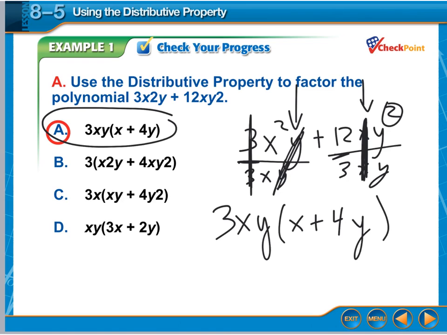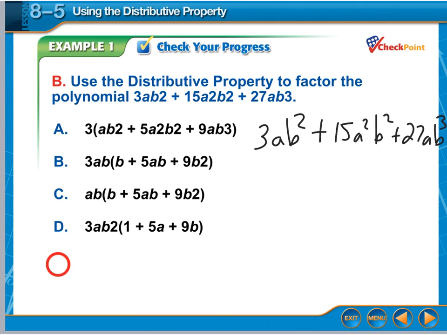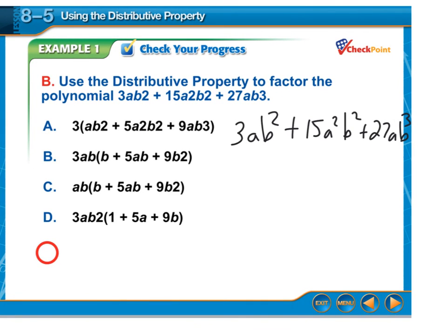Okay. All right, I think there's one more. I'll let you try it. I'm going to rewrite it for you. But it's 3ab squared plus 15a squared b squared plus 27ab cubed. Okay. Give that a try. I'm pretty certain that this one is your answer. 3ab squared and then 1 plus 5a plus 9b. See if you can get that.